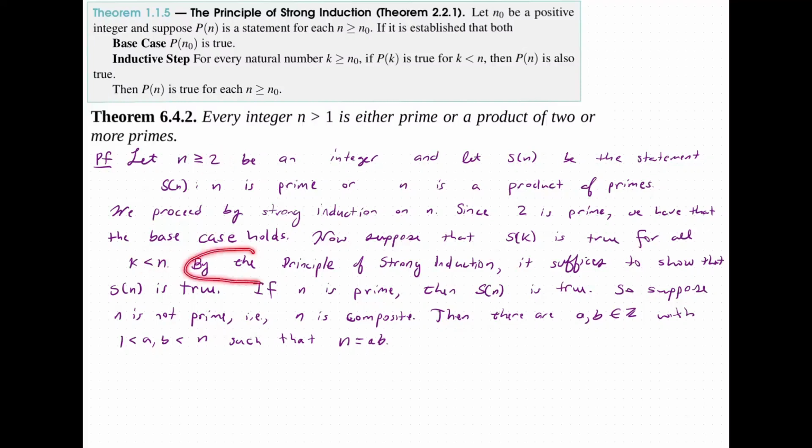Here it's implicitly understood that k is greater than or equal to 2, but strictly less than n. By the principle of strong induction, it suffices to show that S of n is true. If n is prime, then S of n is true, so there is nothing to show there. So suppose n is not prime, that is, n is composite. Then we have factors a and b, integers, such that 1 is less than a, b, less than n, and n is equal to a times b. From the definition of it being composite, because a and b are both greater than 1 and strictly less than n, our induction hypothesis tells us that S of a and S of b are true.